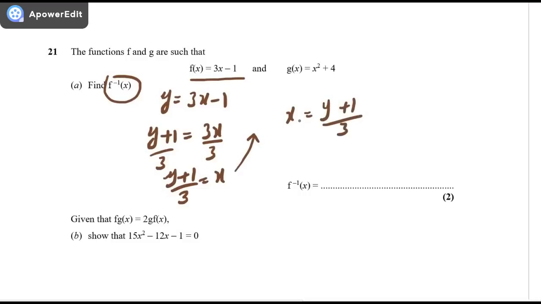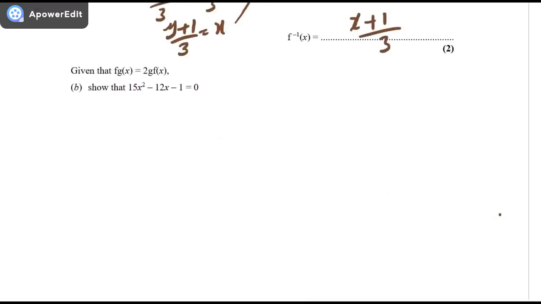Now our half of the question is complete. Now what you're going to do, when you find the inverse function, just change y to x, and this is your answer. So this y becomes x, so it's x plus 1 over 3. So that's it. In my another video I show you completely how you can do this inverse function.